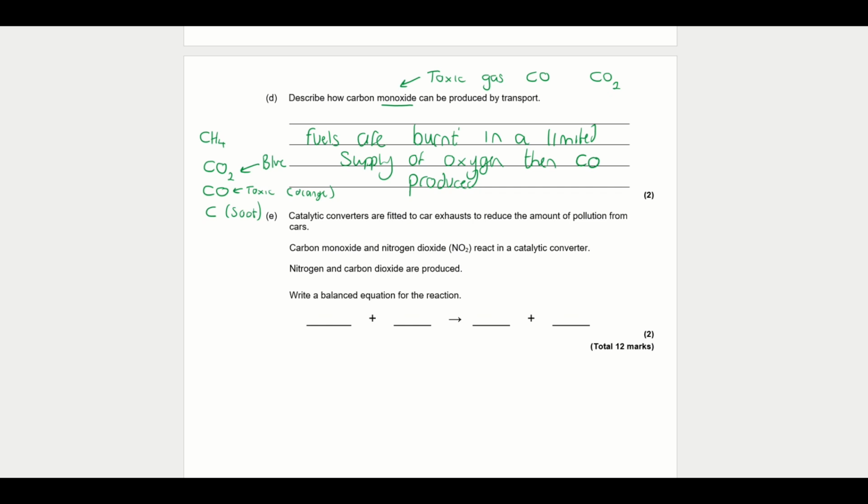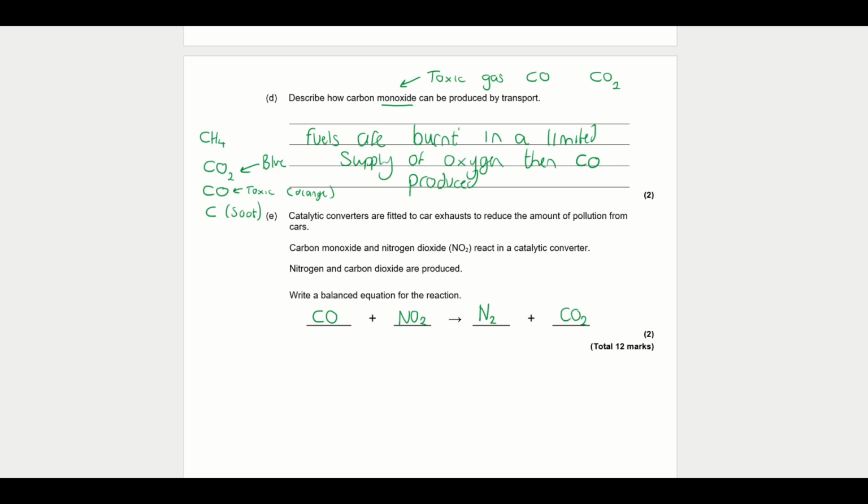Now, question E, catalytic converters are fitted to car exhaust to reduce the amount of pollution from cars. Carbon monoxide and nitrogen dioxide react and produce nitrogen and carbon dioxide. Write a balanced equation for this. Now, they've given you lots of information in the question. We know that carbon monoxide is CO, so we know that's going to react. And we know NO2 is going to react because they've given me that in the question. They've then told me it makes nitrogen, which is N2, and carbon dioxide as a product.